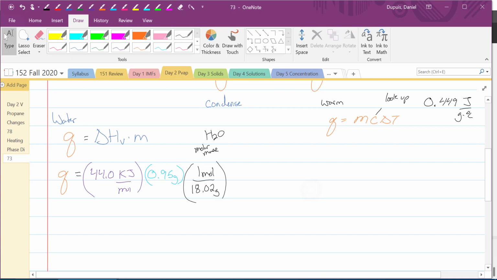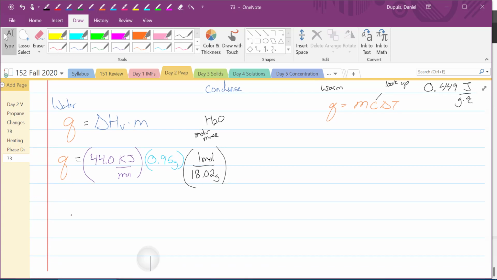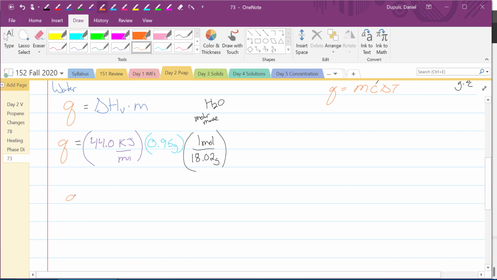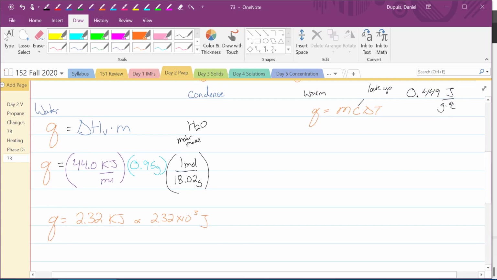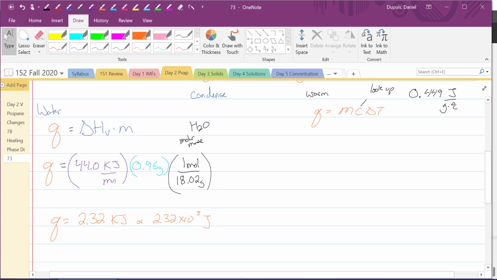I'm left with kilojoules. So Q is equal to 44 times 0.95 divided by 18.02, which is 2.32 kilojoules, or 2.32 times 10 to the third joules. Either way, that's how much heat is released. Now, technically, that's a negative number, but with energy, just like money, the sign has to do with direction, not value. So it's being released.